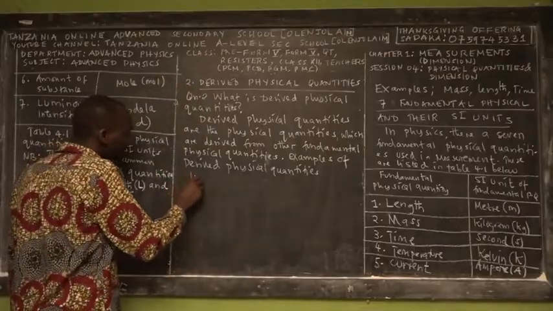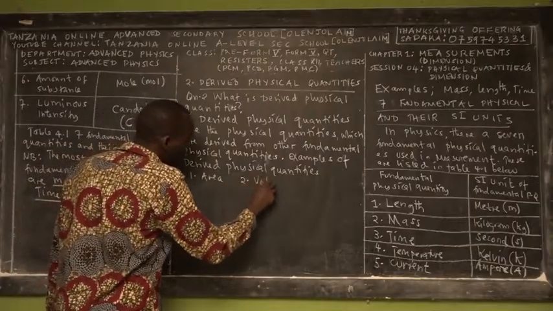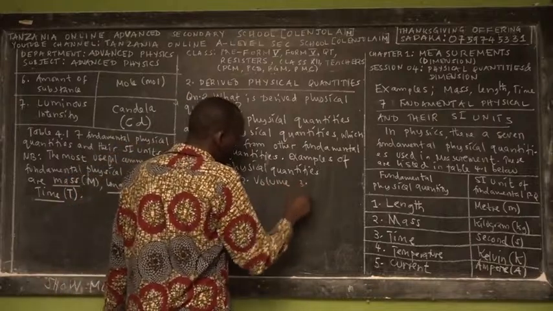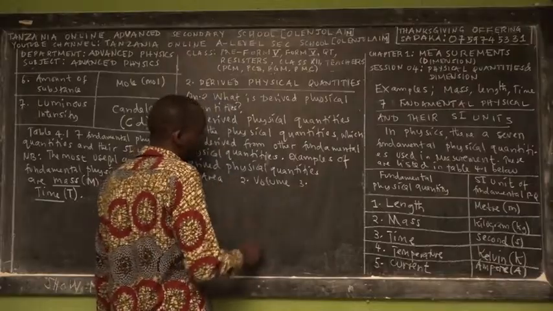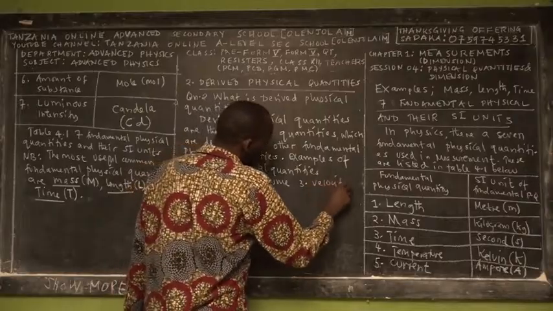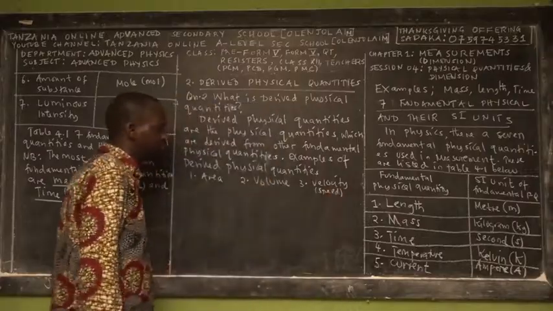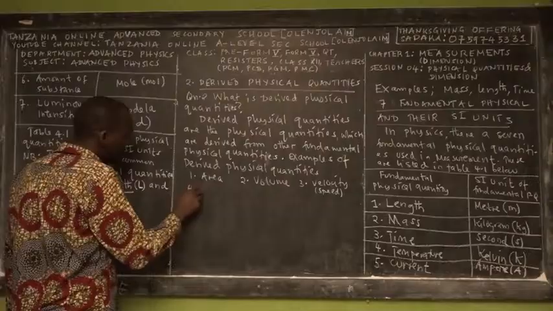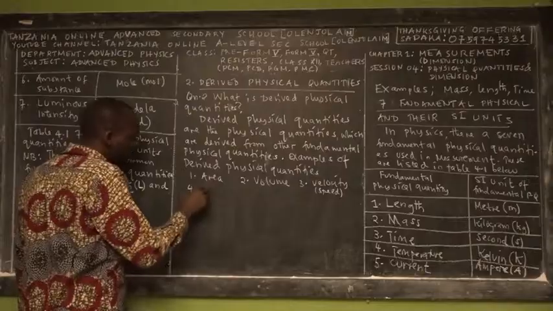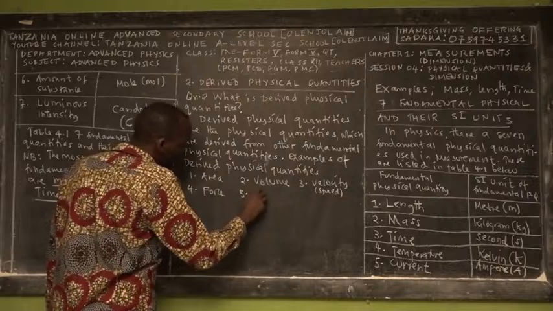So the first one is area. The second one is volume. Always start from the simplest. The third one is velocity, or speed. Remember, here we are not talking about scalar and vector, because in scalar and vector, speed is not equal to velocity. The fourth one is force. Then the fifth one is momentum.